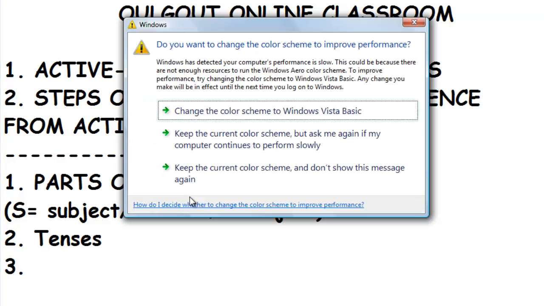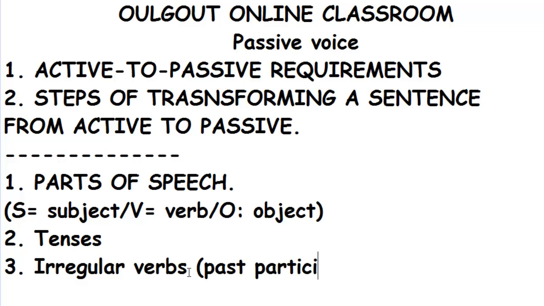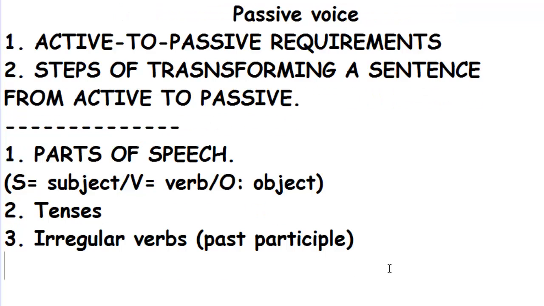And then the third requirement that you have to bear in mind is to learn what we call irregular verbs, because in the passive, in all situations in a way, you will have to learn the past participle of any verb, be it regular or irregular. Well, the past participle, just to have an idea.